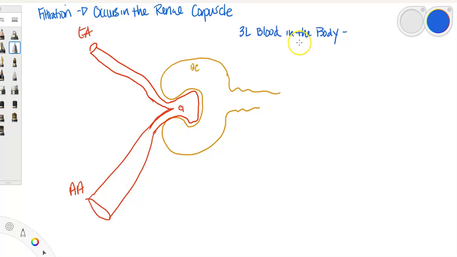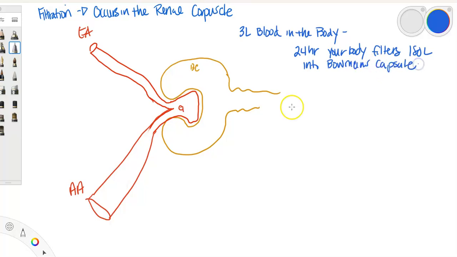So in a 24-hour period, in 24 hours, you filter 180 liters. So your body filters 180 liters into Bowman's capsule. Okay.